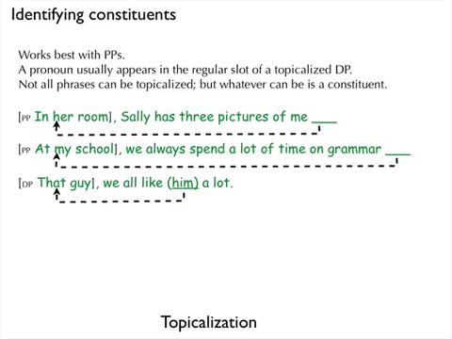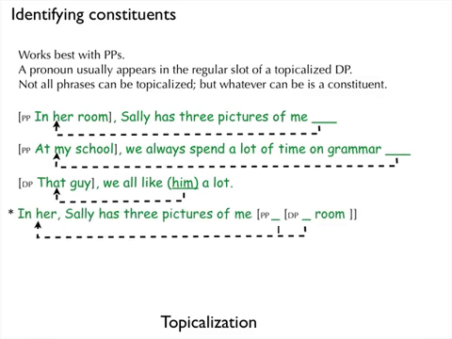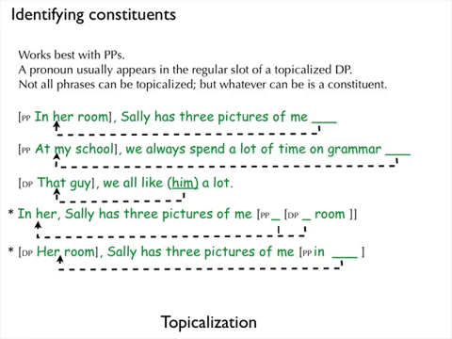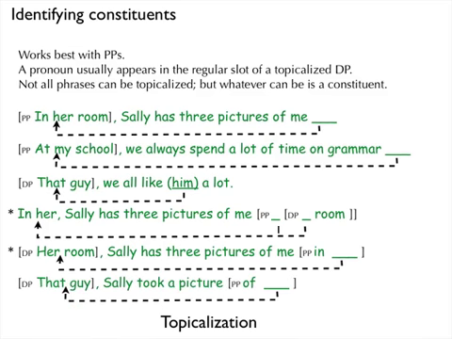So you could say it's the same thing, but if you go and look in the literature, they would call it, without the pronoun, topicalization. With the pronoun, help me here, Kristen, I'm getting old, it would be left dislocation. In her, Sally has 3 pictures of me room. Absolutely not. Her room, Sally has 3 pictures of me in. Well, I guess that's probably too strong to say ungrammatical. Not very good, though. But you can do it with things like this, depending on what the structure is.